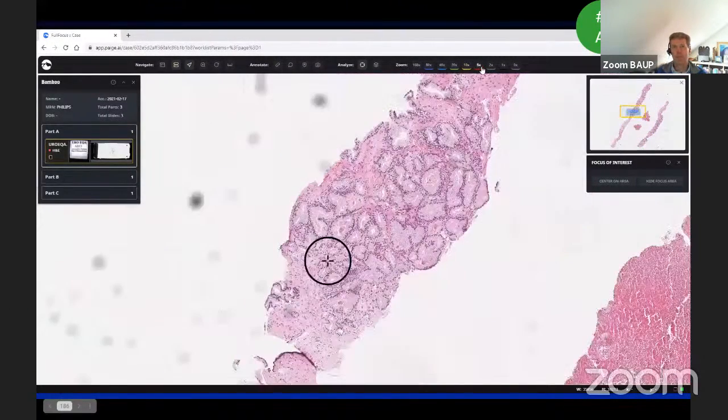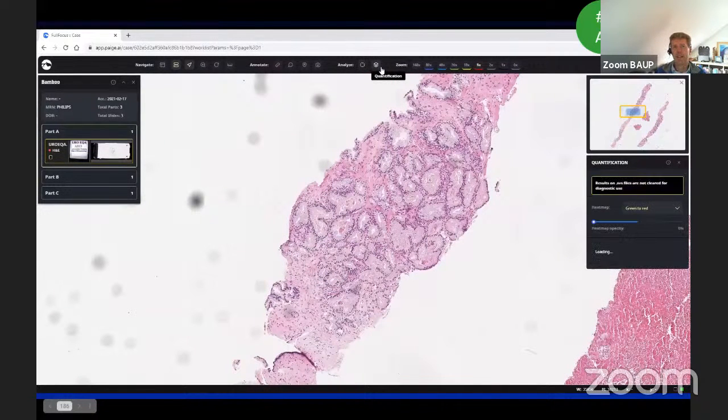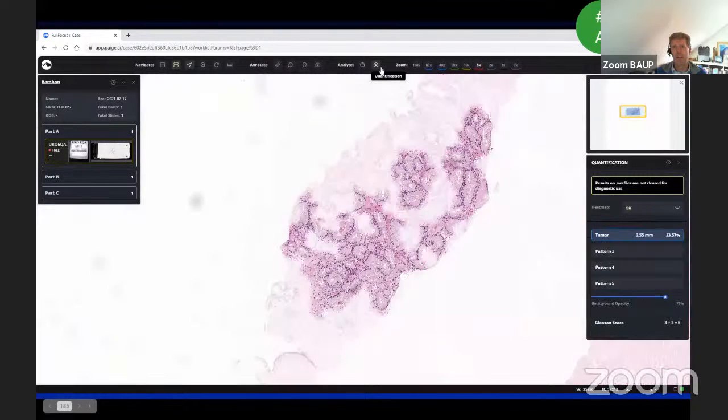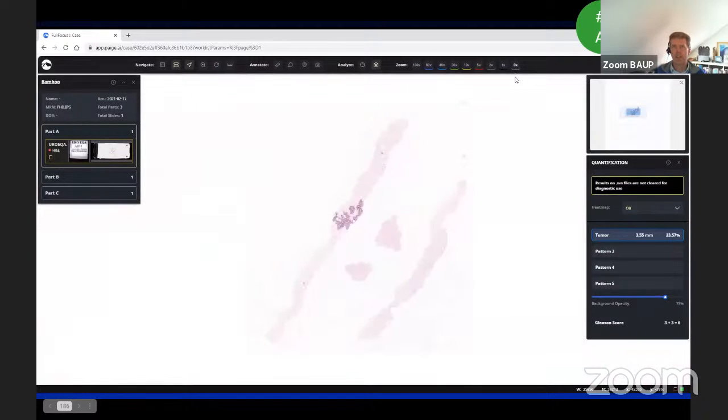And then if you zoom out again and then go to the quantification, it'll analyze the area, and it tells us that it's Gleason 3+3=6, and it also gives you the length. I'm not quite sure about the tumor length measured at 3.55. I'm not quite sure how it's come to that, because that's not how we measured it. We measured it smaller than that. But you can see that it hasn't found any other tumor anywhere else in any of the cores.